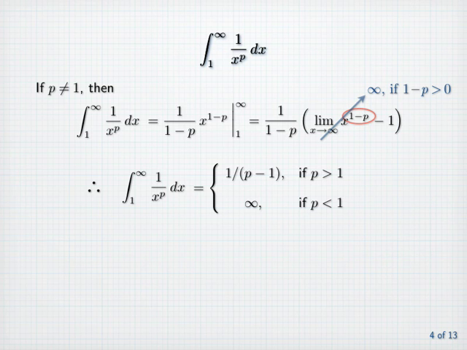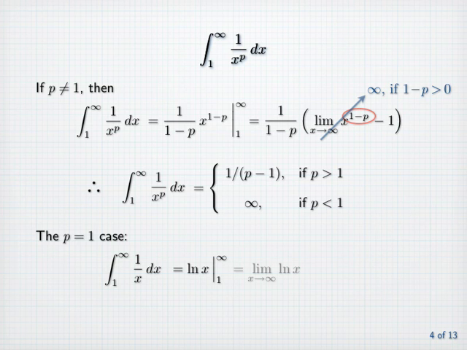Now what about the case of p equals 1? Then our antiderivative is the natural log of x, and evaluating between 1 and infinity means taking the limit of natural log of x as x goes to infinity and subtracting the natural log of 1, which is 0. But we know that the natural log approaches infinity as x goes to infinity, so the improper integral diverges to infinity when p is equal to 1. So now we have that the integral from 1 to infinity of 1 over x to the p diverges when p is less than or equal to 1.